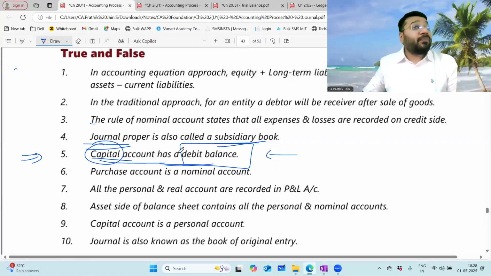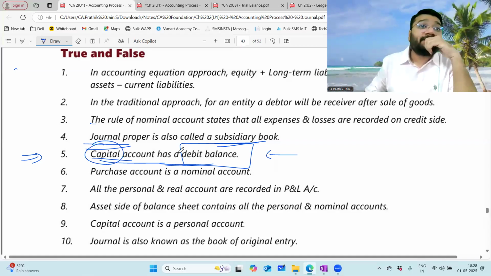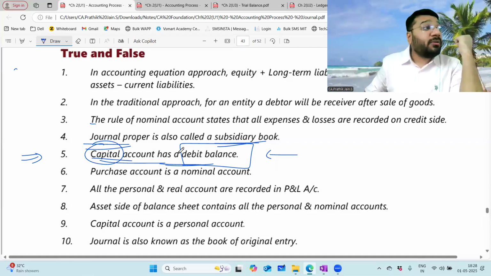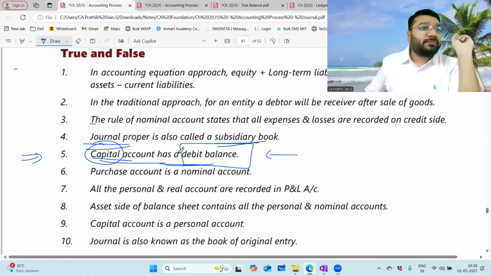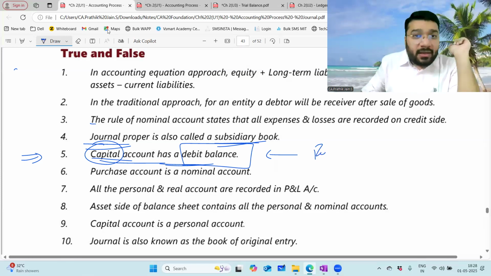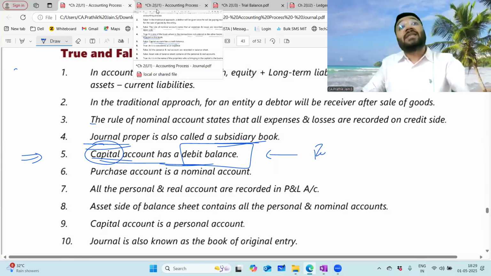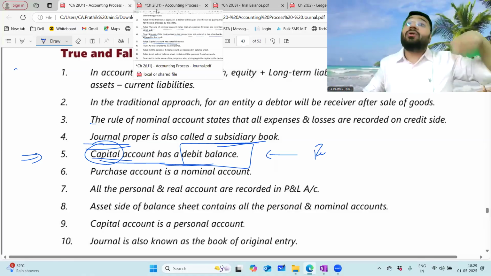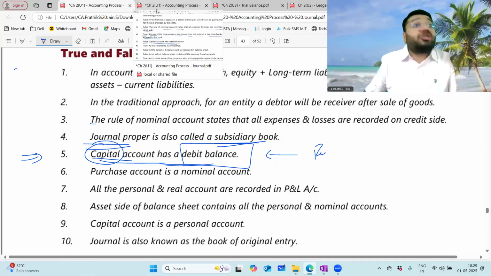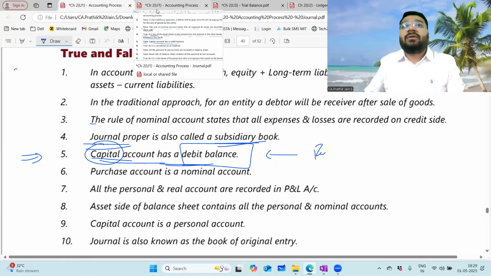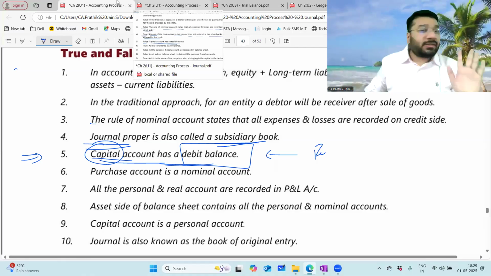Will you assume that, or will you assume debit balance? What is the best case assumption? Because I have to choose any one of the two. I can't choose both. So you will write the answer here, false. And capital account is credit balance. Yes, there are exceptional cases where if you withdraw more money than what you have invested, that time it becomes debit. But otherwise, in general, it is what? Credit. So we are talking about in general points.